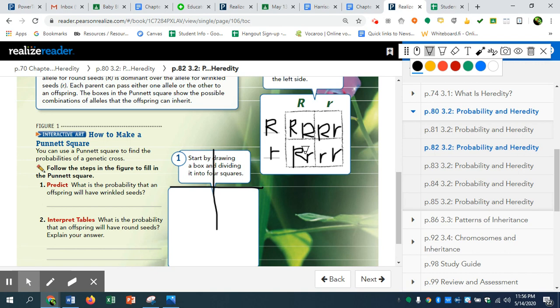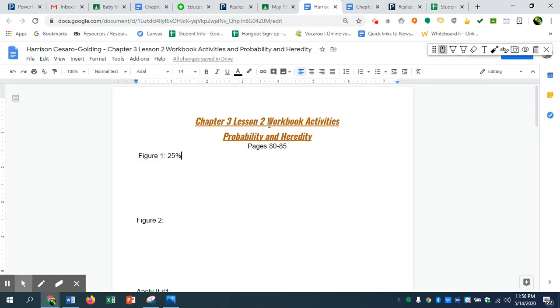Well, there's 1, 2, 3 boxes that show that the offspring will have round seeds. So that's 75%. And it says, explain your answer. 75%. Now look at this. 25 plus 75 equals 100, right? So it always equals 100%. So how do you know?